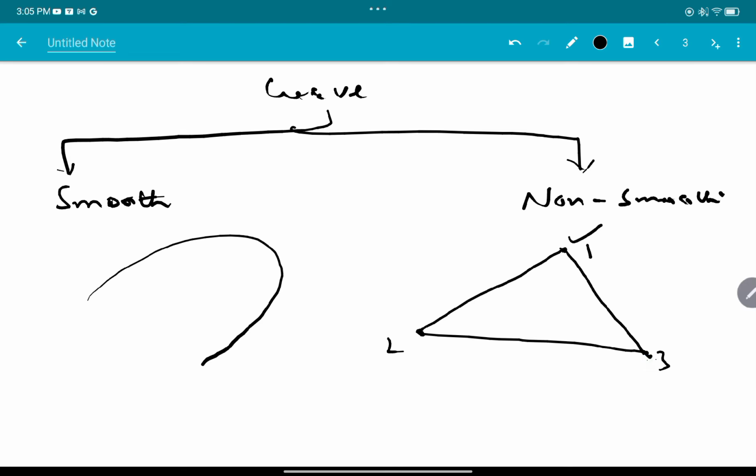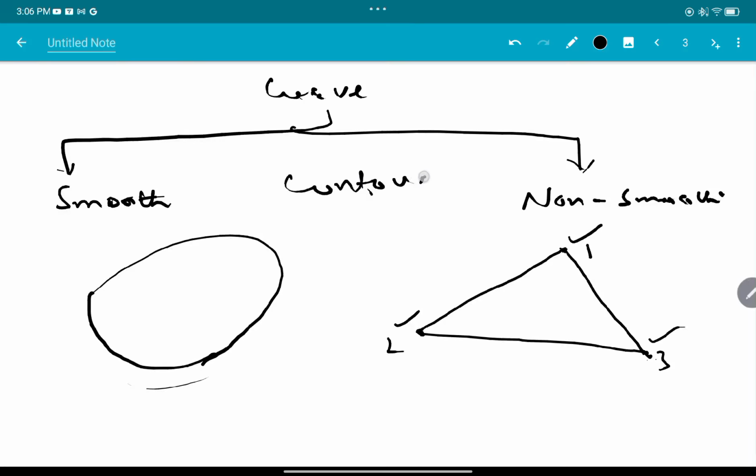Here I am dealing with a closed curve, something like this. This closed curve is not smooth at every point. It has corners, and at each corner it is discontinuous. The limit from this side and the limit from this side will not be the same. Such a closed curve is often called a contour.